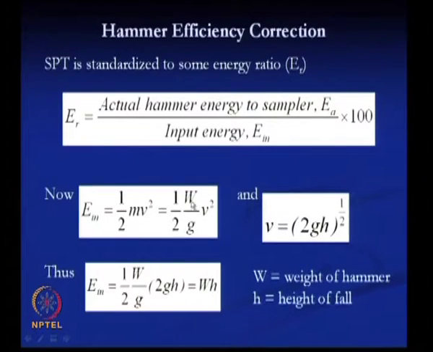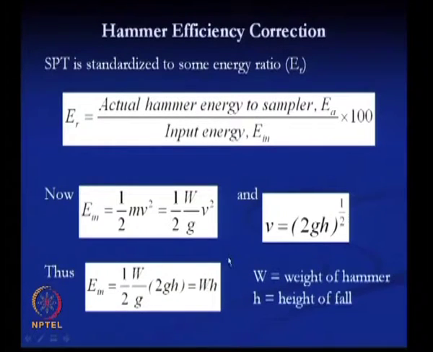Now, we can write this as half into W by g into v squared, where W is the weight of the hammer and g is the acceleration due to gravity. We can calculate this velocity by using the expression root over 2 g h, where h is the height of the free fall. Ultimately, the input energy will be the weight of the hammer into the height of free fall.